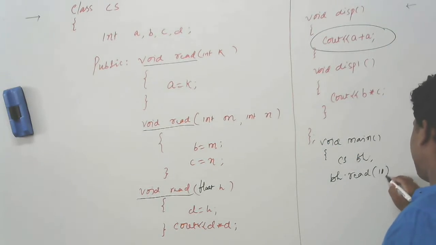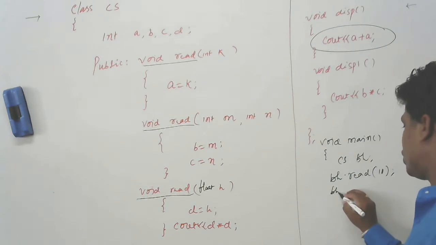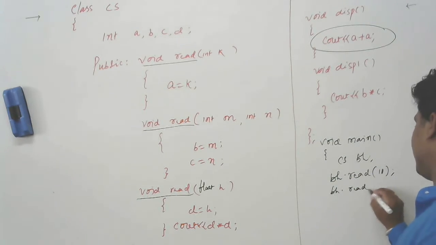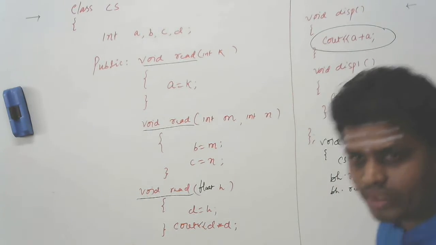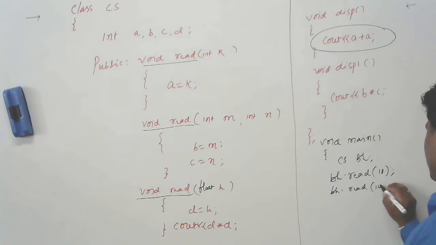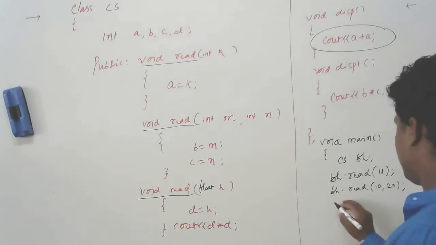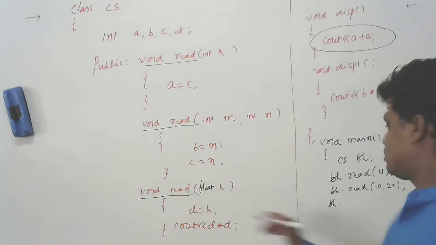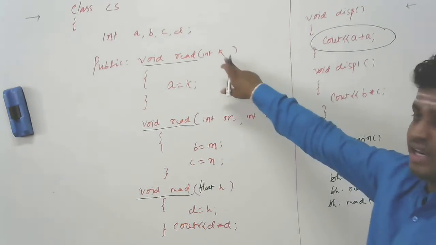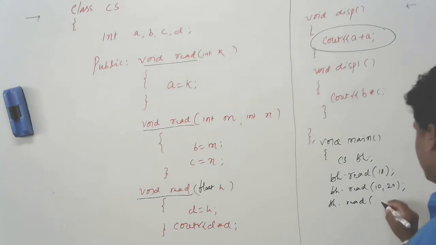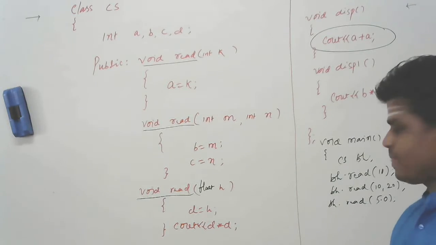So 1 value I am passing here. Second function name, what is that? BH dot, again read. But how many arguments here? 2 arguments. So how many values are you supposed to pass? 2 values, 10, 20. In the third, BH dot function name is read. How many arguments have you passed? 1. But here it is integer type, here it is float type. I will take a float value 5.0, something like that.